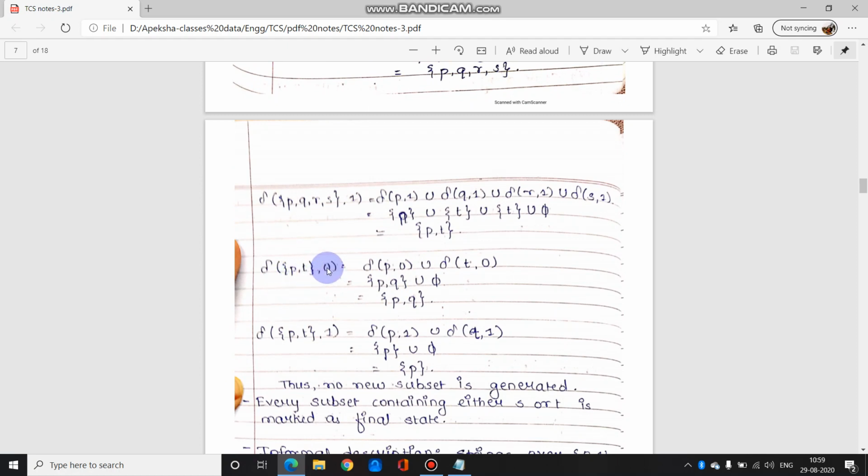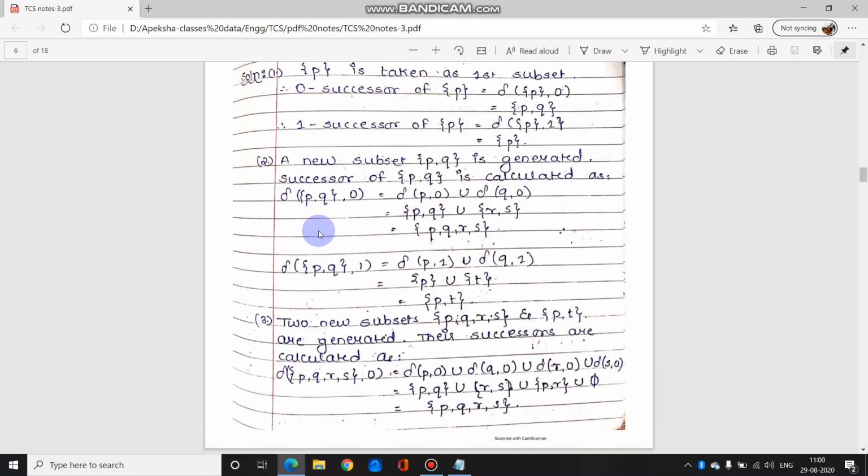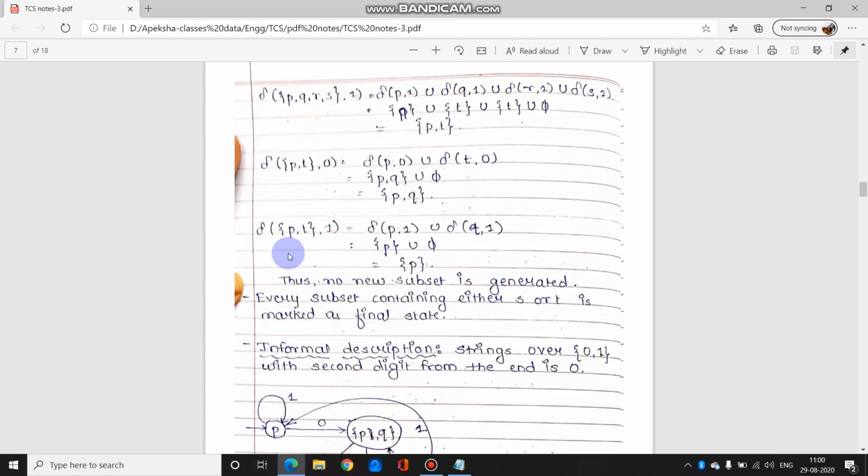An input 0 in P will cause it to move to PQ state, and input 0 in T goes to the null state. So we get back PQ, which we already explored in step 1 and step 2, so there is no new state. An input 1 in PT will cause it to move to P state, which was our initial state. So you can see there are no new subsets generated. All the subsets that were generated have been explored.